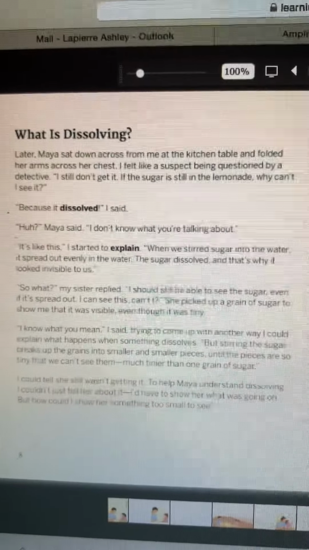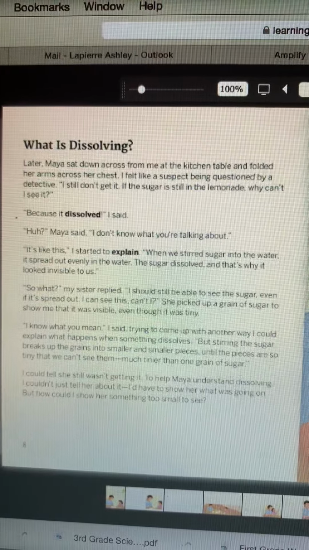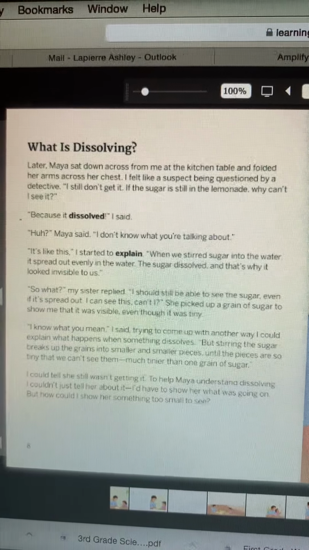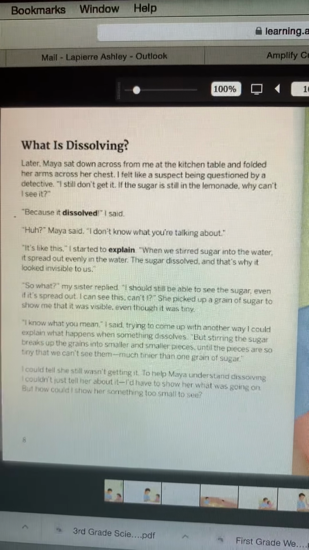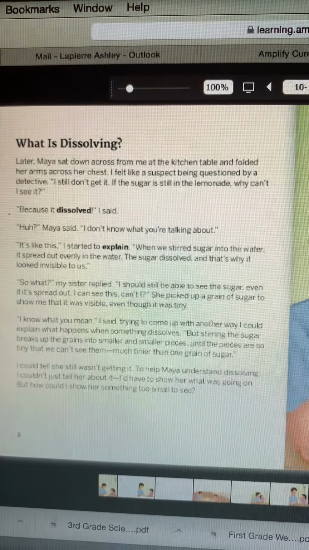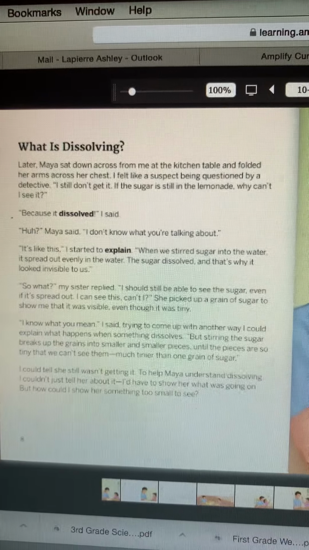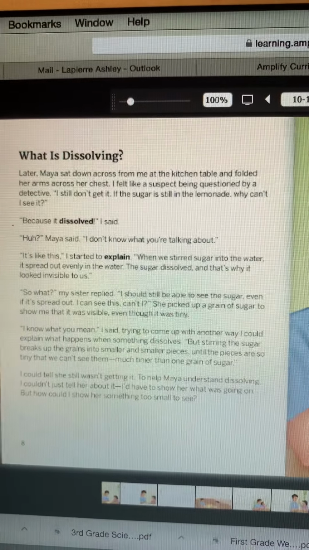What is dissolving? Later, Maya sat down across from me at the kitchen table, folded her arms across her chest. I felt like a suspect being questioned by a detective. "I still don't get it. If there's sugar in the lemonade, why can't I see it?" "Because it's dissolved," I said.